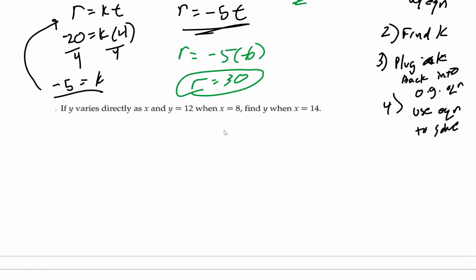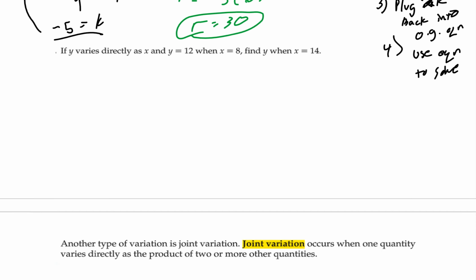So let's do another one to practice. So let's look at this one. Y varies directly as x. So first step, come up with the formula. So y equals kx. That's our formula. Then they say, and y equals 12 when x equals 8. So we're going to use this to find our k.